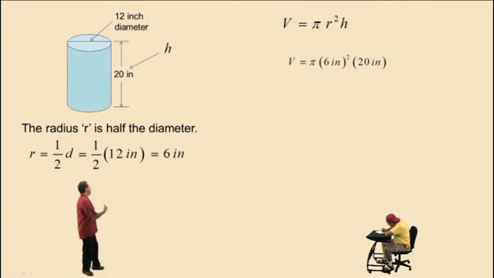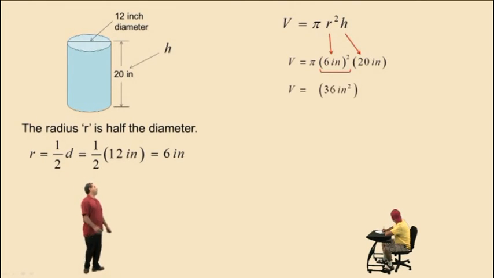Therefore, we replace r and h with its dimensions. R is 6 inches, h is 20 inches. Now, we have to square the radius. We have 6 inches squared. That means 6 inches times 6 inches. 6 times 6 is 36. Inches times inches is inches squared. So therefore, we get 36 inches squared.